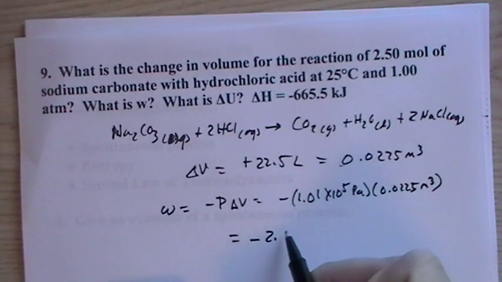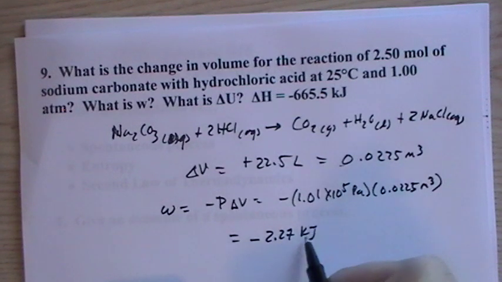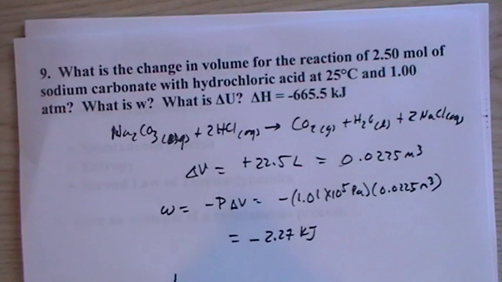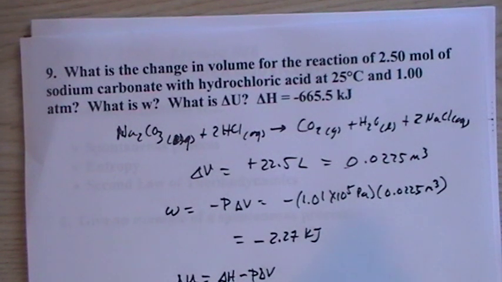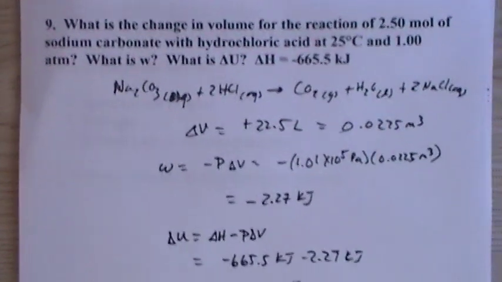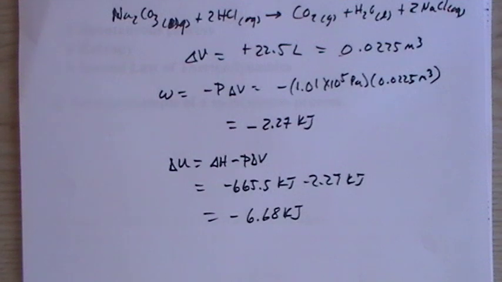So this is 2.27 kilojoules. And then delta U, which is going to be delta H minus P delta V. This is going to be minus 665.5 kilojoules minus 2.27 kilojoules. This comes up to be minus 667.8 kilojoules. So you can see that if you make a mistake on the sign, that's going to really change the answer. So be careful about that.